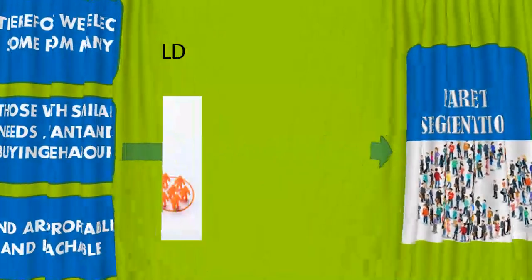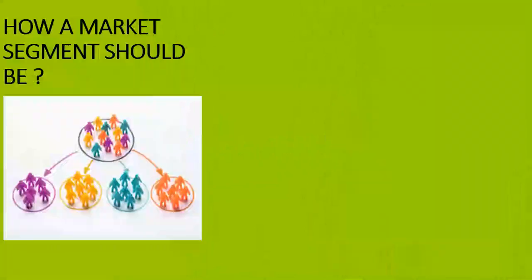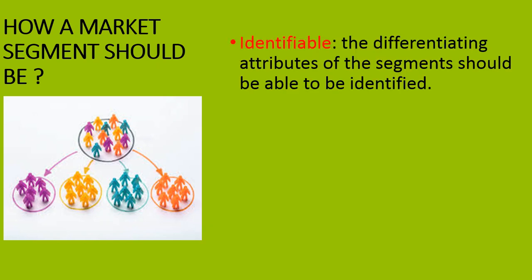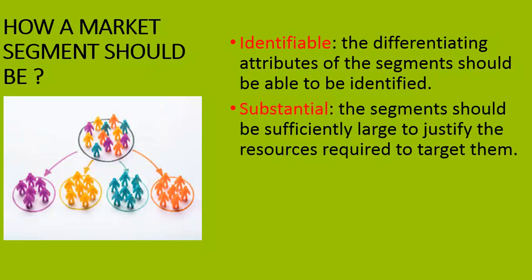Next question which can be asked: how should a market segment be? As I mentioned just now, any market which you select should be identifiable, which means the differentiating attributes of the segments should be able to be identified. What makes people different from each other, and what is the difference which you are looking for to tap them as your market.